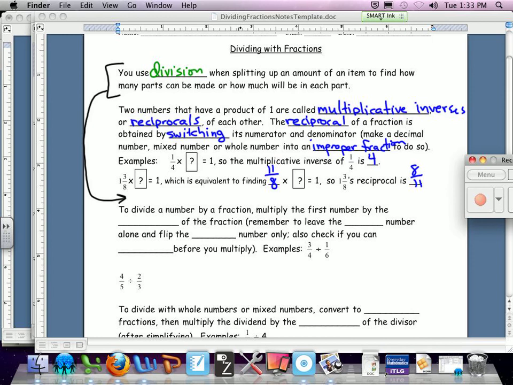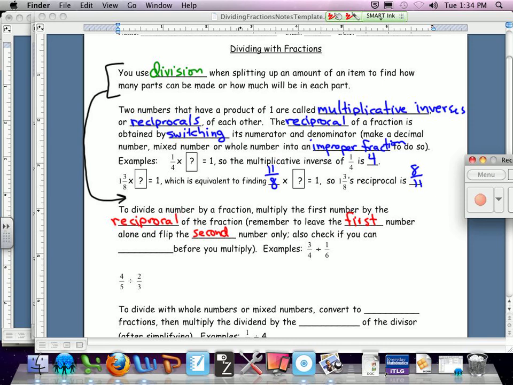So now if we have a fraction involved, this is where we have to use our reciprocal. To divide a number by a fraction, multiply the first number by the reciprocal of the fraction. So remember to leave the first number alone and flip the second number only. Don't go flipping crazy and flip them both. Nor do you want to flip the first one only. So the first one always stays the same, and you flip the second one.